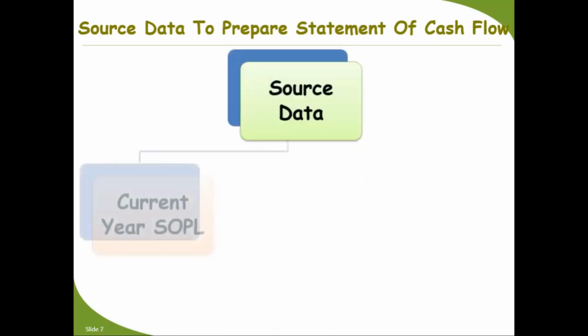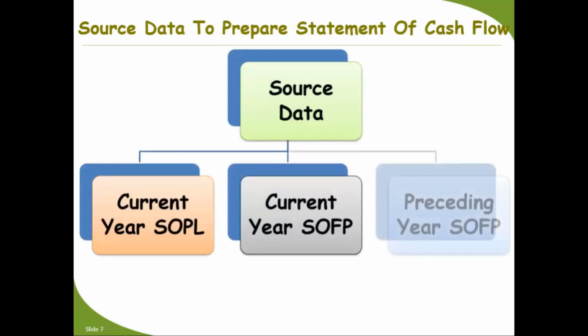What is the source data to prepare statement of cash flow? This is the important thing. Look, we have two major source data. First of all, statement of profit and loss, that would be current year, and then we have statement of financial position. Now, under statement of financial position, we will use preceding year statement of financial position as well as current year statement of financial position data.